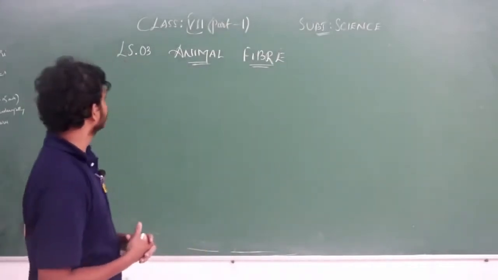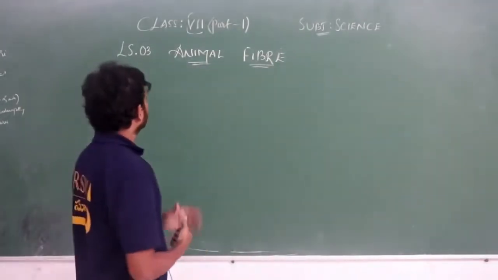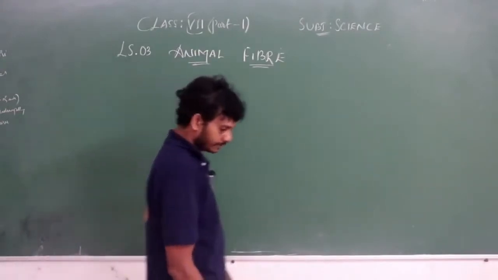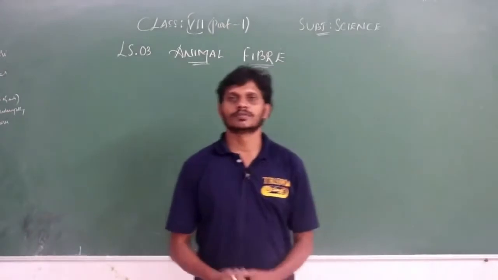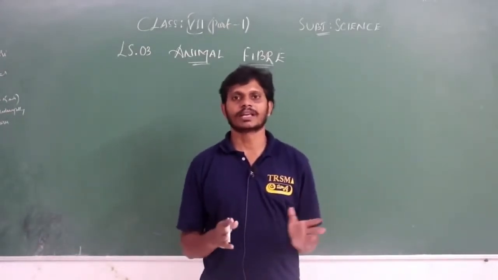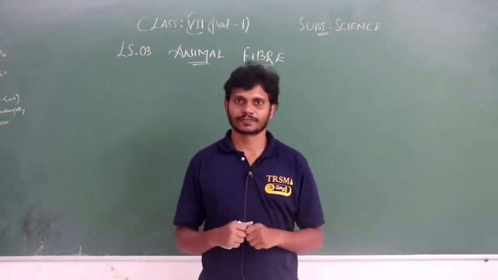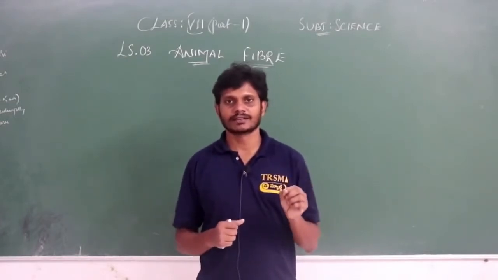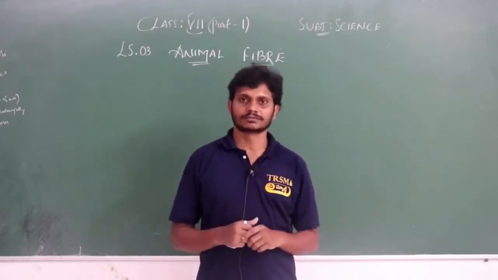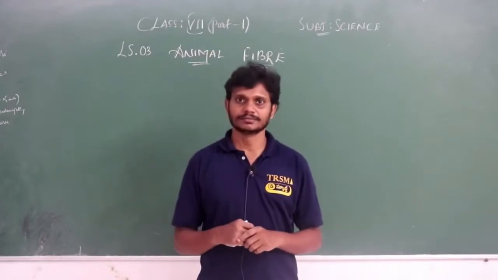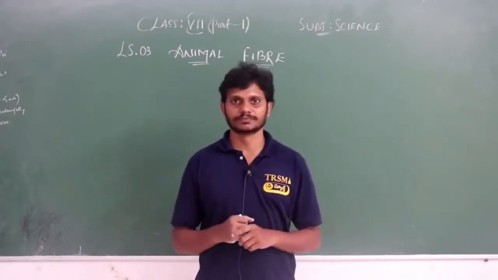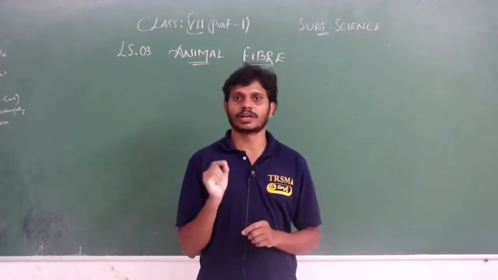Let's continue our lesson, that is 3, animal fiber. Previously we discussed what is a fiber and how many types of fibers there are. What is a fiber? A fine, very thin strand, we call it a fiber. A fine thread-like structure, a fine strand, we call it a fiber.